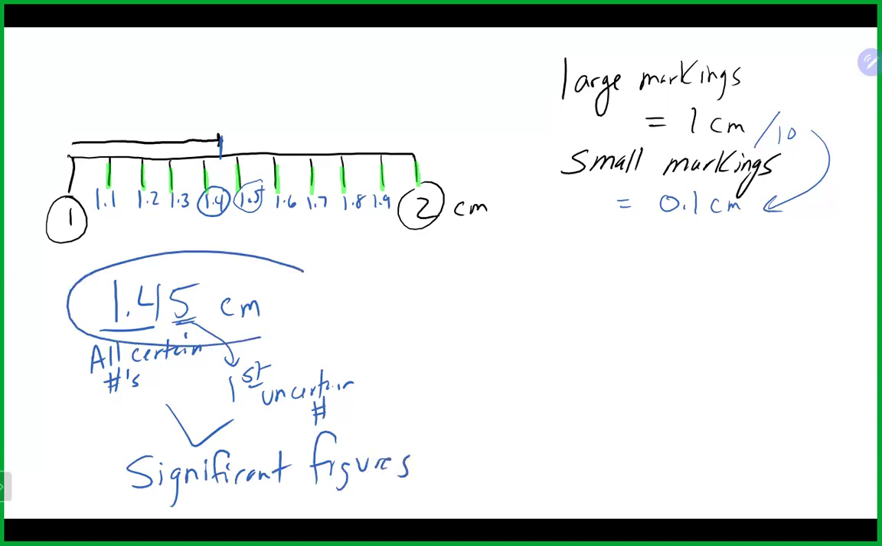Which means in this case, this number has how many significant figures? Yeah, there's 3 numbers there. I would go with that: 3 significant figures, the uncertain number being the 5 in this case. Basically what you're saying is, I think it's 1.45. But maybe it's 1.46, maybe it's 1.44. It's somewhere in that ballpark, and the last number is where that uncertainty lies. Any questions on that?